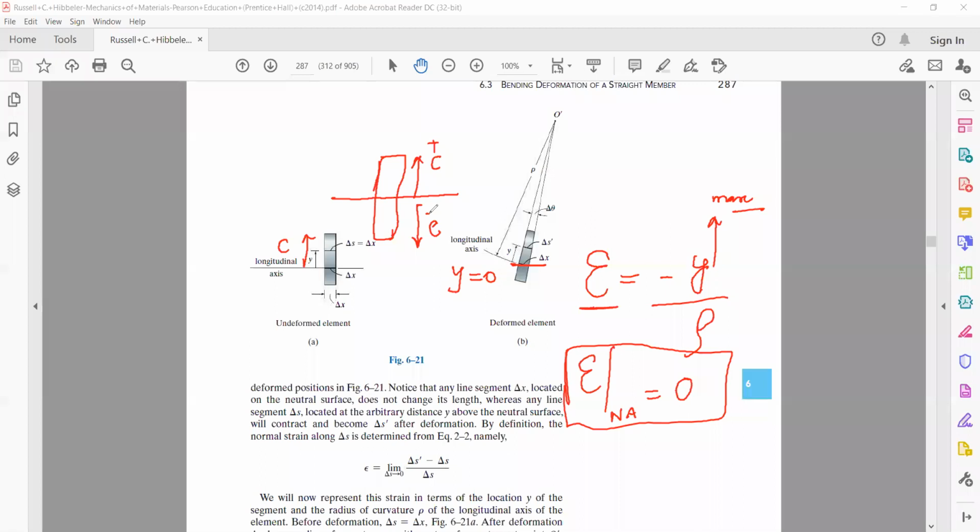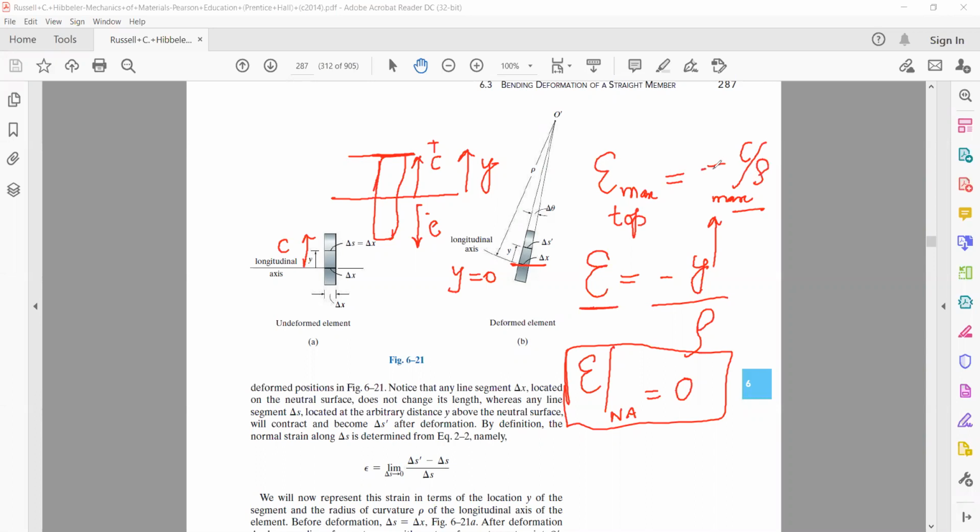Okay, now what will happen? y is maximum here first, and we are measuring y in this direction, therefore y is positive and c is positive. Therefore the strain becomes maximum at the top surface. Maximum strain at the top surface becomes equal to minus c by rho.